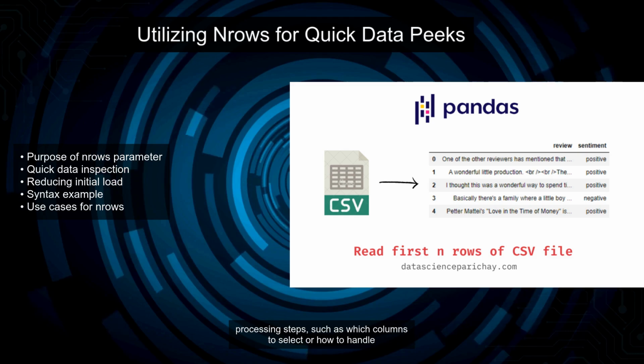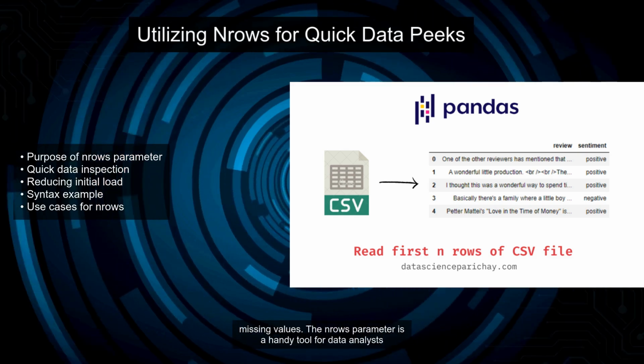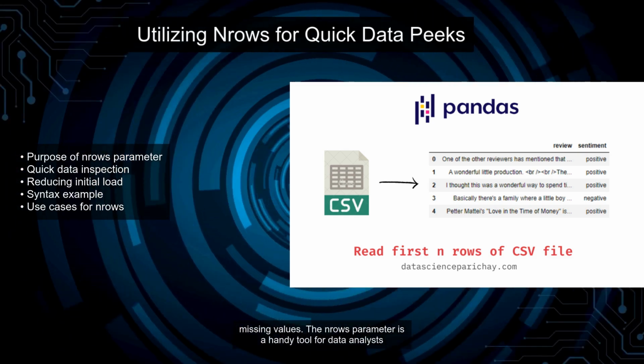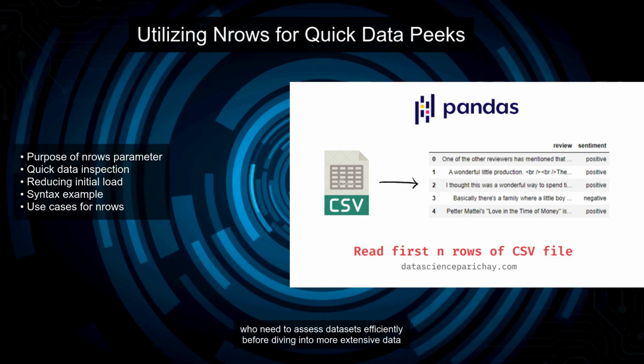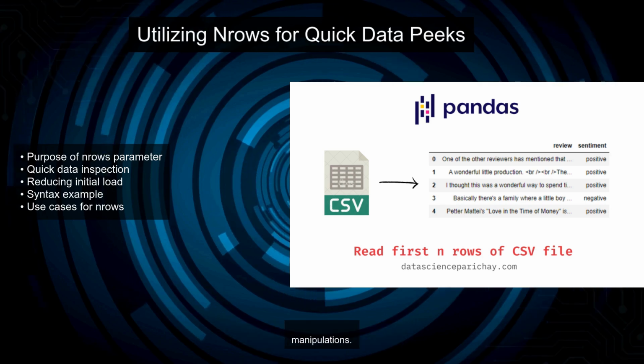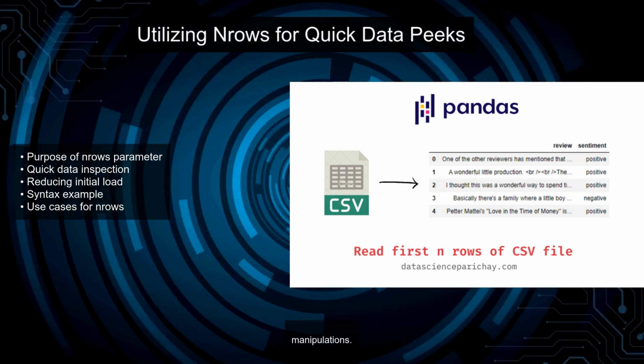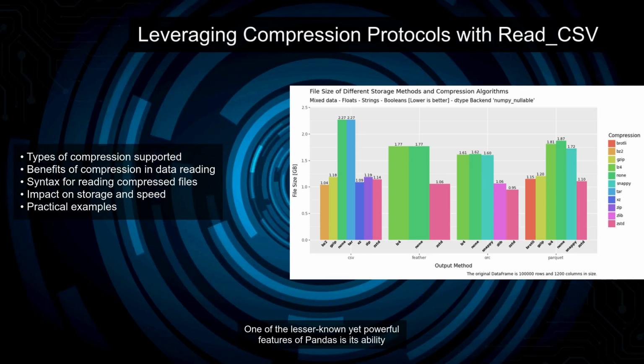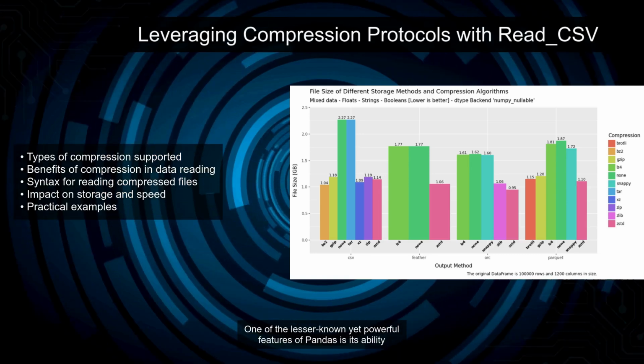This initial peek can help you make informed decisions about further data processing steps, such as which columns to select or how to handle missing values. The nrows parameter is a handy tool for data analysts who need to assess datasets efficiently before diving into more extensive data manipulations.